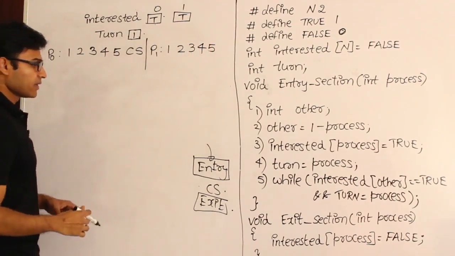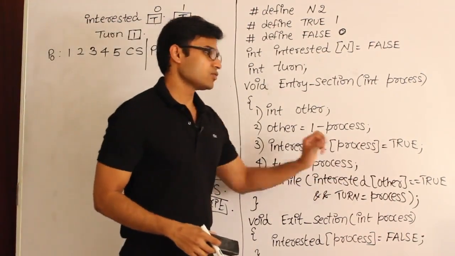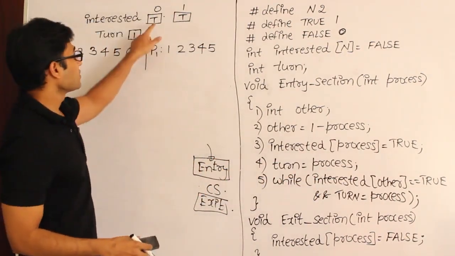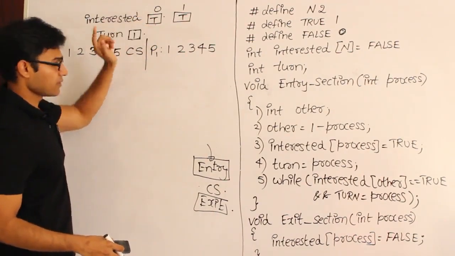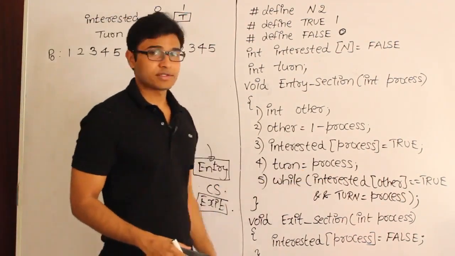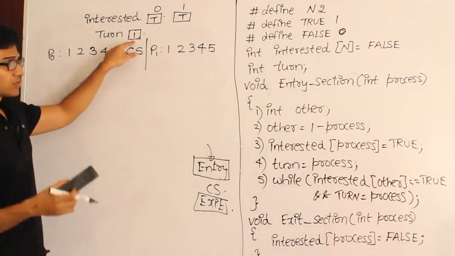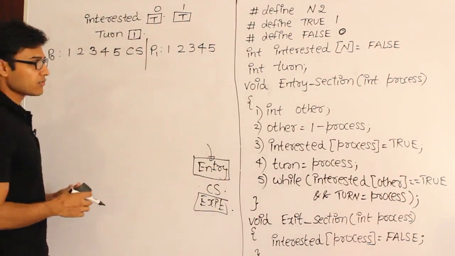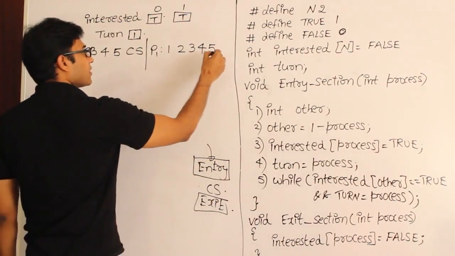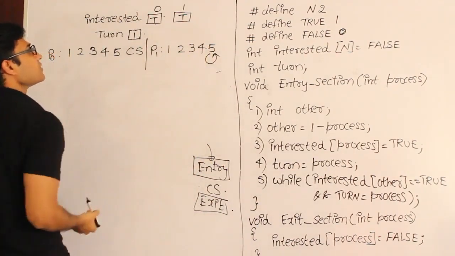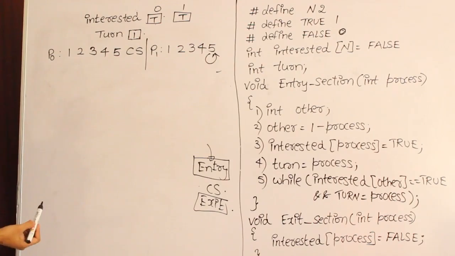Now the while loop is saying that while interested of other is true, is the other one interested? Yes, 0 is interested. Why? For P1 the other is 0, right? So 0 is interested, and turn equal to process, which means the turn is its own turn, then you are supposed to wait in the loop. Check this, the while loop is just a nothing there, right? So P1 will fall in this infinite loop.